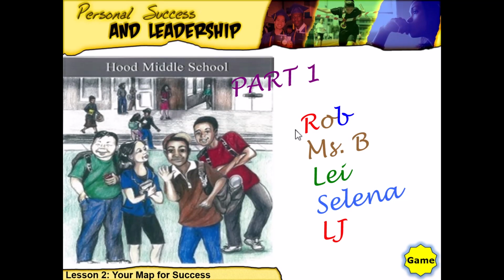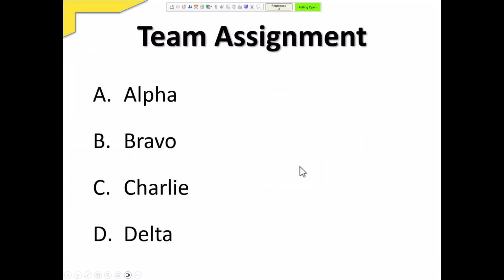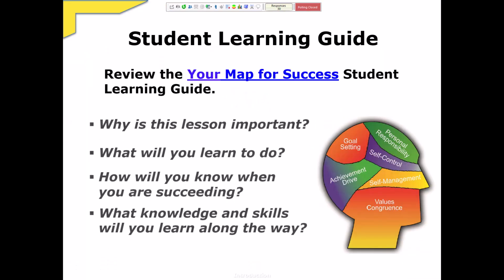We'll see part one. Most of them will have 3 to 6 parts. That's basically a class period at that point. So one part would be one class period. We can always go in and access our game activities or team assignment here. So we can make this into a team activity or a competition. And then here's our student learning guide.